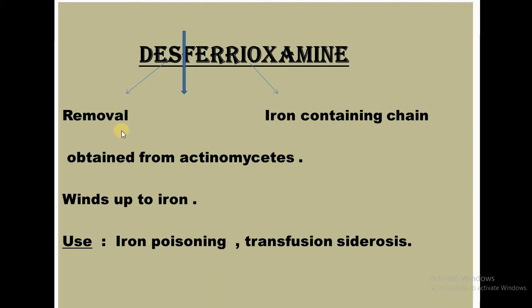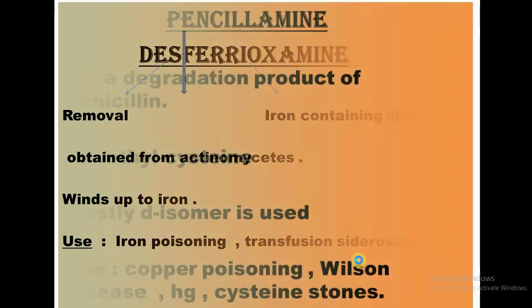What it does is bind to the iron and form a chelate with it, and thus it removes the iron from the body. Generally, deferoxamine is used in severe iron poisoning, and next, transfusion siderosis. What does this mean? Whenever overloading of iron occurs in the body, deferoxamine is used so that it drives the iron away from the body. That's the use of deferoxamine.